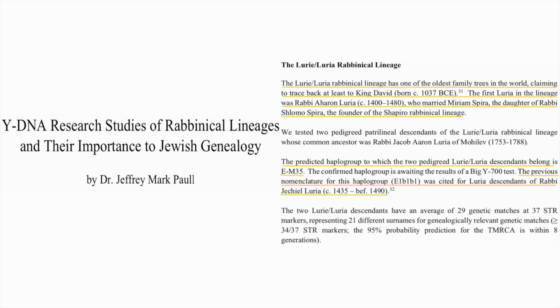According to the paper titled Why DNA Research Studies of Rabbinical Lineages and Their Importance to Jewish Genealogy, it reads, the Laura rabbinical family has one of the oldest family trees in the world, claiming to trace back at least to King David, born circa 1037 BCE. The first Laura in the lineage was Rabbi Aaron Laura, circa 1400 through 1480, who married Miriam Shapira, the daughter of Rabbi Shlomo Shapira, the founder of the Shapira rabbinical lineage.